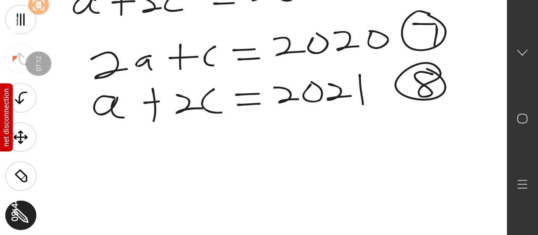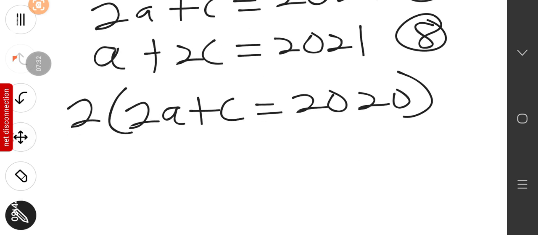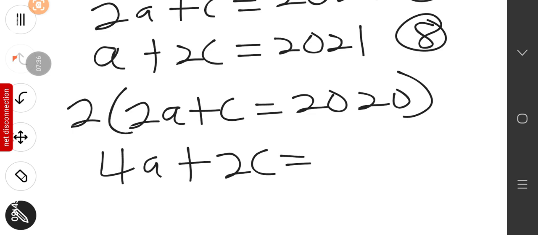Therefore, these terms have to be the same, okay? All right, so we say multiply equation 7 by 2. So you're going to multiply equation 7 by 2, and that gives us 2 times (2a plus c) equals 2 times 2020. So you're going to have 2 times 2, that's 4a, 2 times c is 2c, and 2 times 2020 is 4040. Now let's call this equation 9.